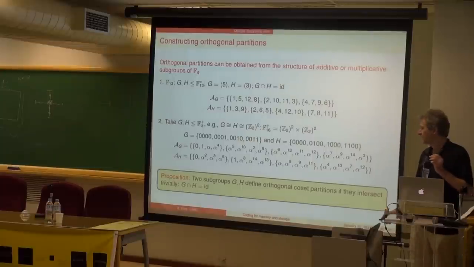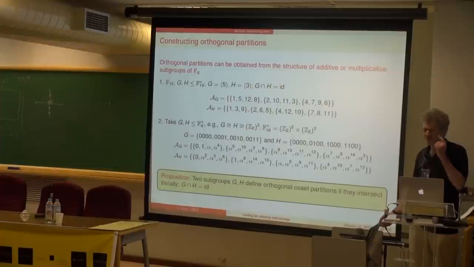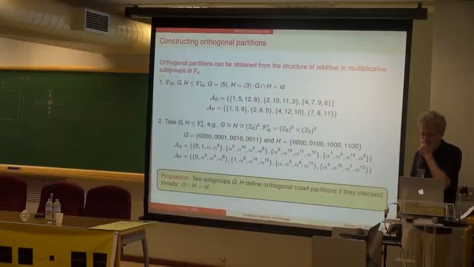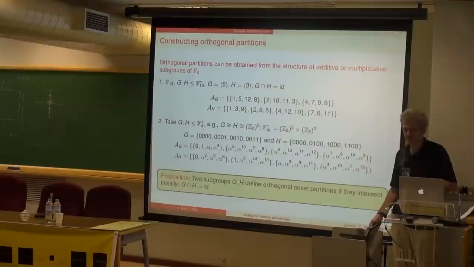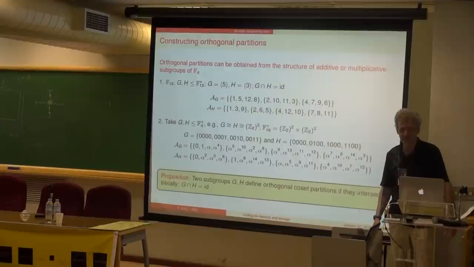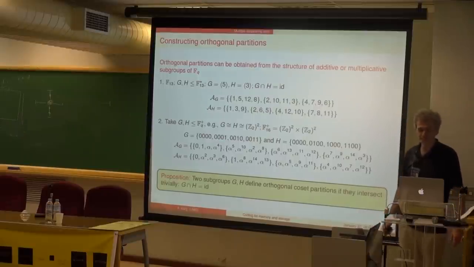Proposition. Two subgroups generate orthogonal coset partitions, right? If they intersect only in the identity. I don't know about only if, never mind only if. All right, so this is sufficient. So take two subgroups that don't intersect non-trivially, that gives you orthogonal partitions, so you can do availability.